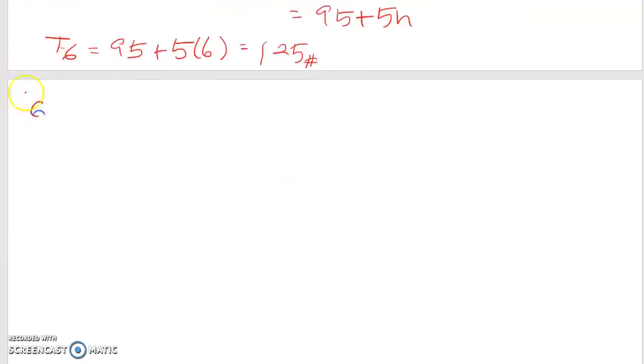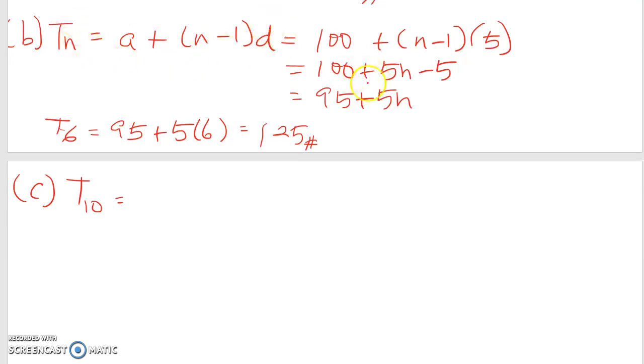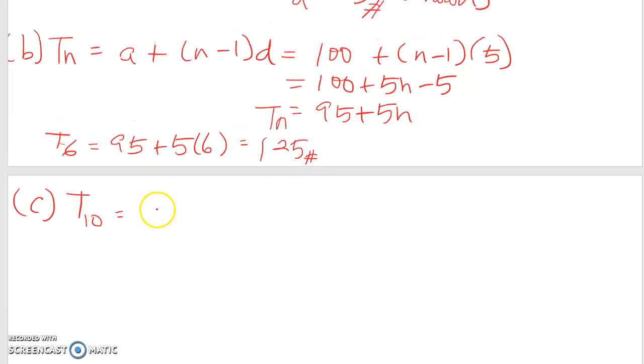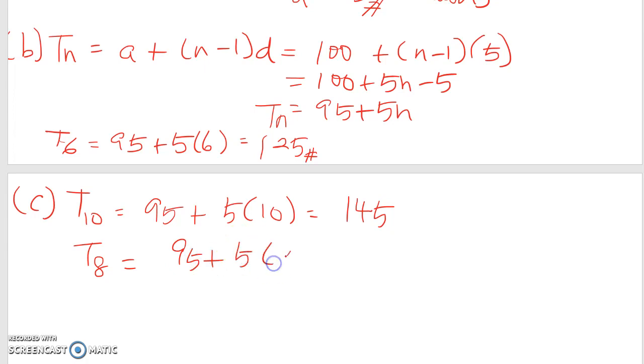So we are going to find part C now, find the 10th term. We know what the general rule here is. This is our general rule, right? So I'm going to write this down. This is actually Tn. So T10 is going to be 95 plus 5 times 10, and that's going to give you 145. Solve for T8 as well. This is going to be the blocks of land sold during the 8th month. Same thing, 95 plus 5 times 8, and that's going to give you 135.